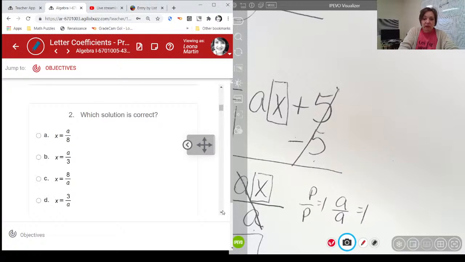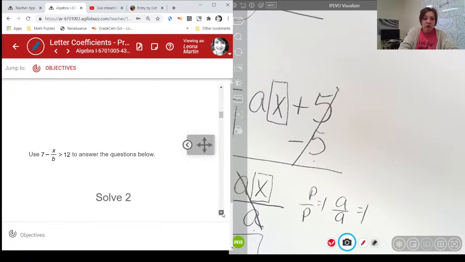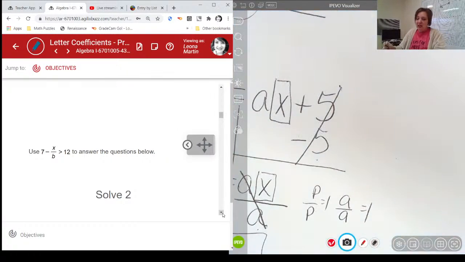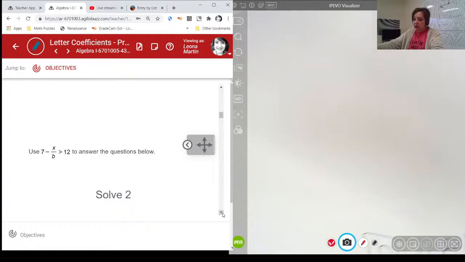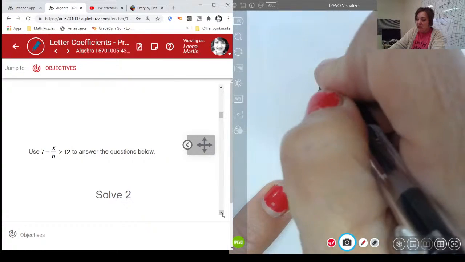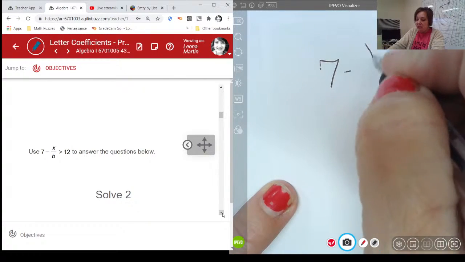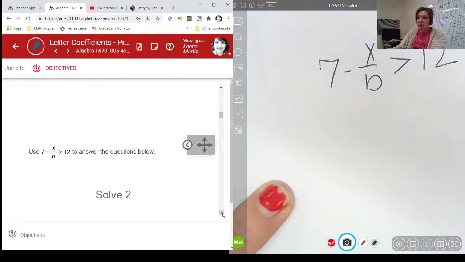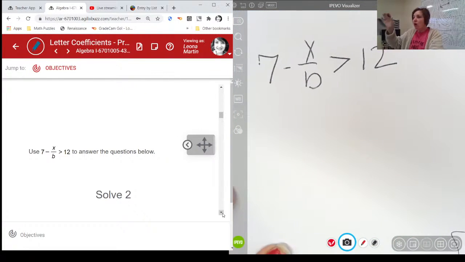Okay, so let's look at this one right here. Nope, that's not it. My bad. Let's keep scrolling. So let's look at this one, okay? So we've got 7 minus x over b is greater than 12, right? So we're going to use all the same processes as we normally use. The only difference is when we get to the end, it's not going to be a numerical answer. It's going to be an expression answer, okay?